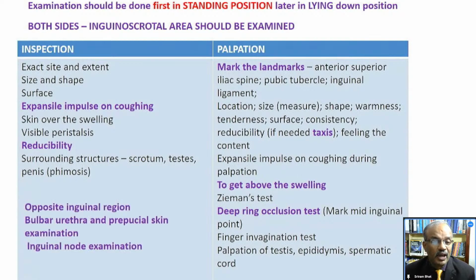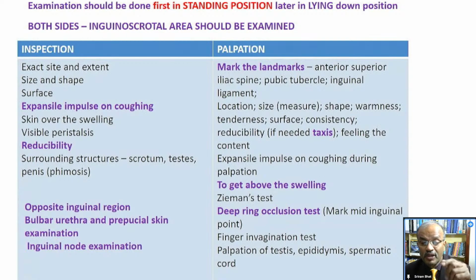Opposite inguinal region, I already told. Bulbar urethra, peripheral skin: examine. To examine the bulbar urethra, lift the scrotum in the midline and the bulbar urethra is felt. You know that the male urethra has the prostatic urethra, membranous urethra, bulbar urethra, penile urethra and external meatus. The bulbar urethra is the most important because of the curvature there. Trauma is common in the bulbar urethra. Infection is very common in the bulbar urethra because some urine stays there. So stricture is common in the bulbar urethra.